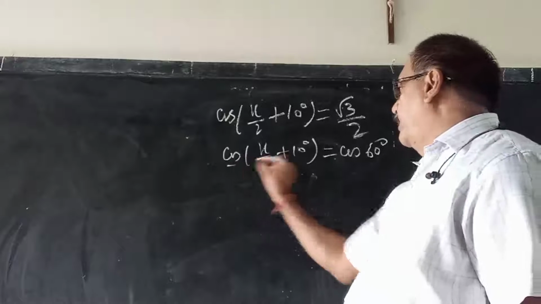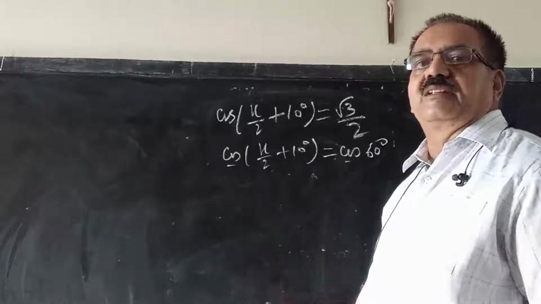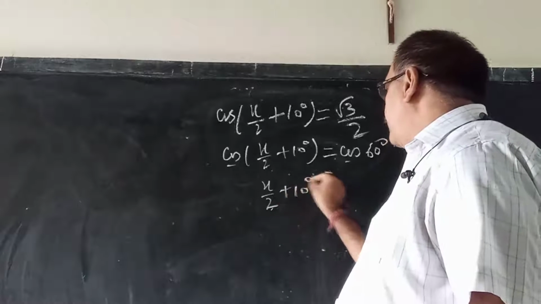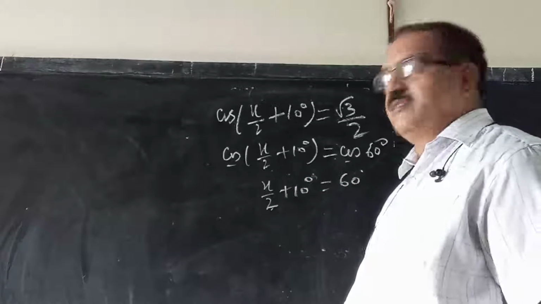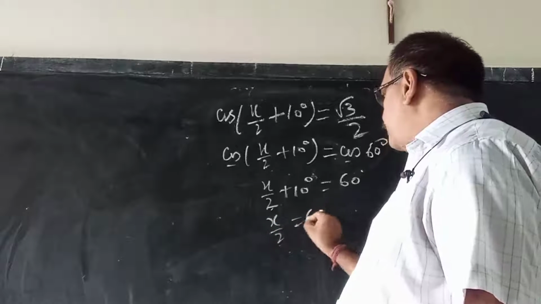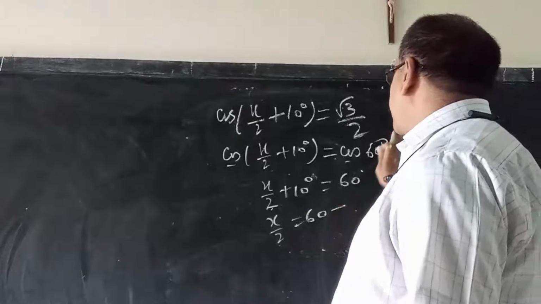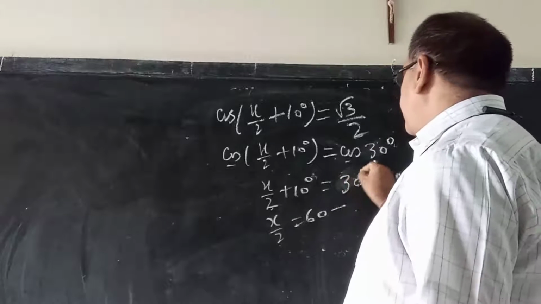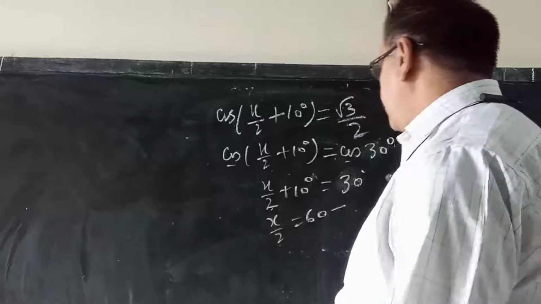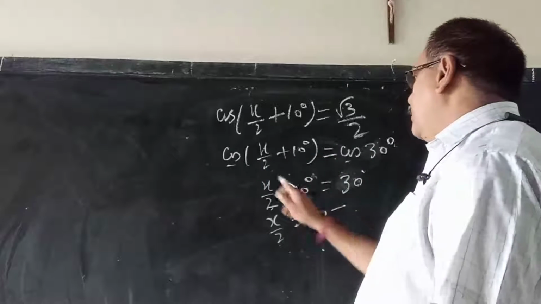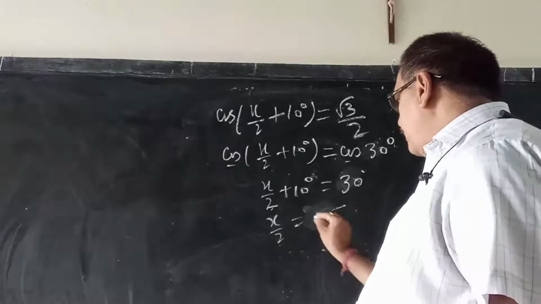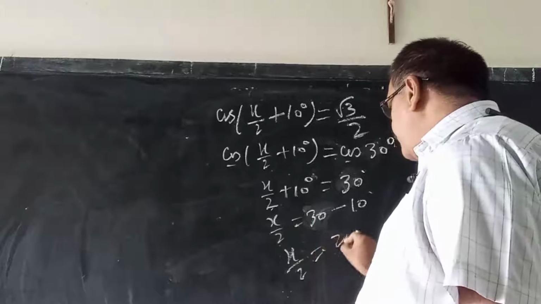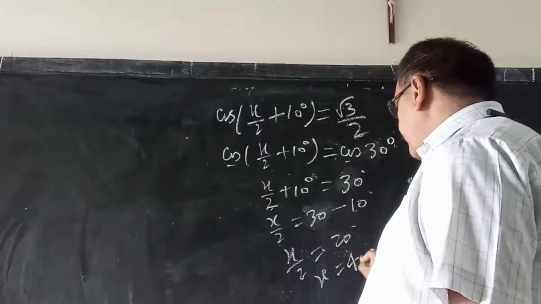Now equal sign is there. When we compare, don't cancel. You have to compare this. So x by 2 plus 10 degree is equal to 60 degree. So x by 2 is equal to 60 minus, not 60, 30 degree. Right, root 3 by 2, 30 degree. Cos 30 is root 3 by 2. So here 30 minus 10 degree. So x by 2 is equal to 20 degree. So x is equal to 40 degree.